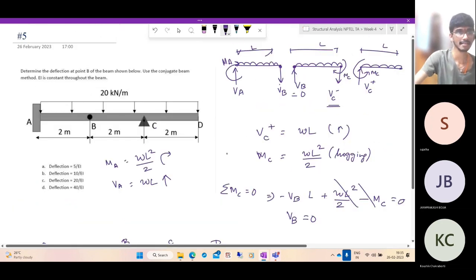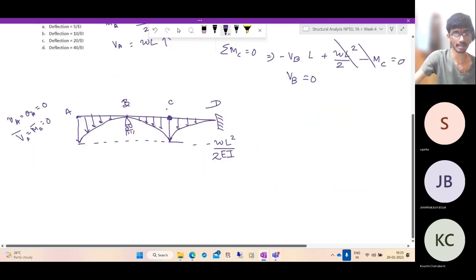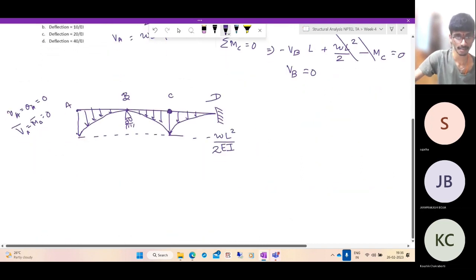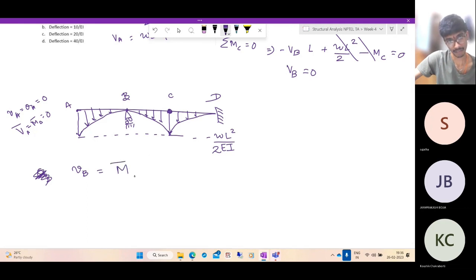What are they asking? They're asking the deflection of the point B. That is this. So deflection of the point B in the real beam is equal to the bending moment of the point B in the conjugate beam. So it's very simple. What is the bending moment of the point B in the conjugate beam? Just this, right?